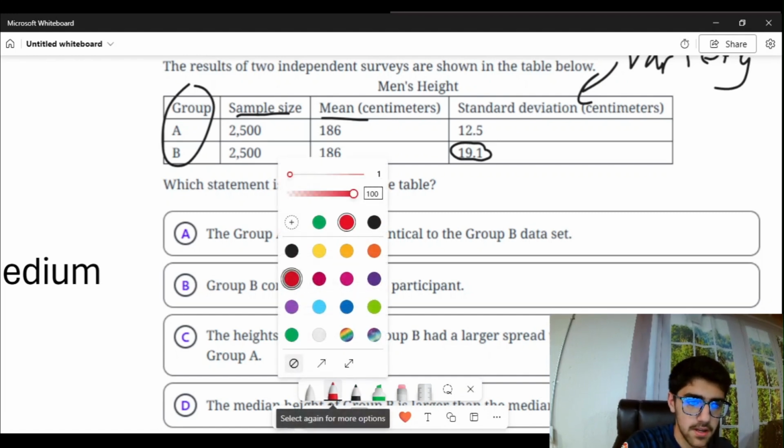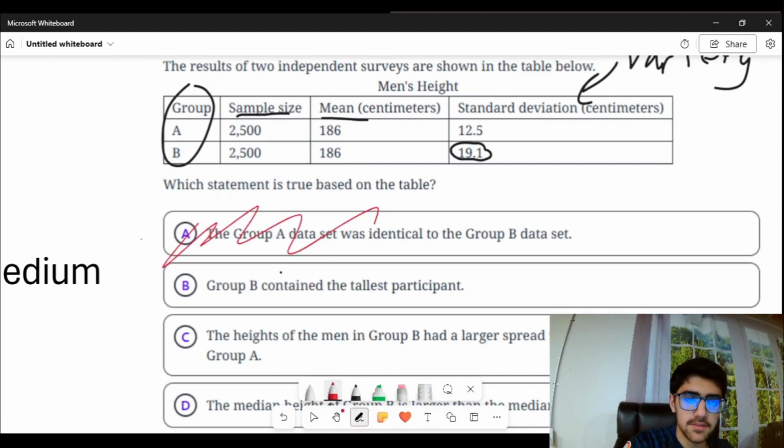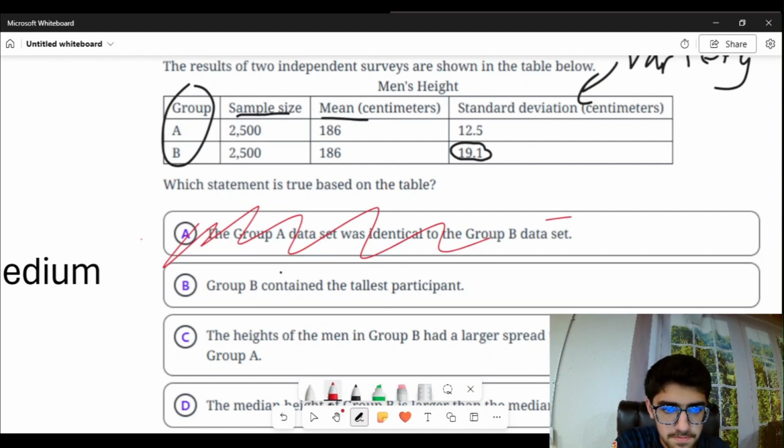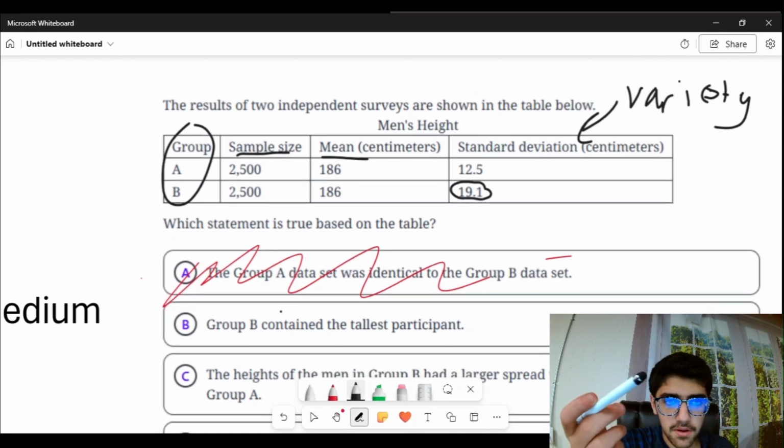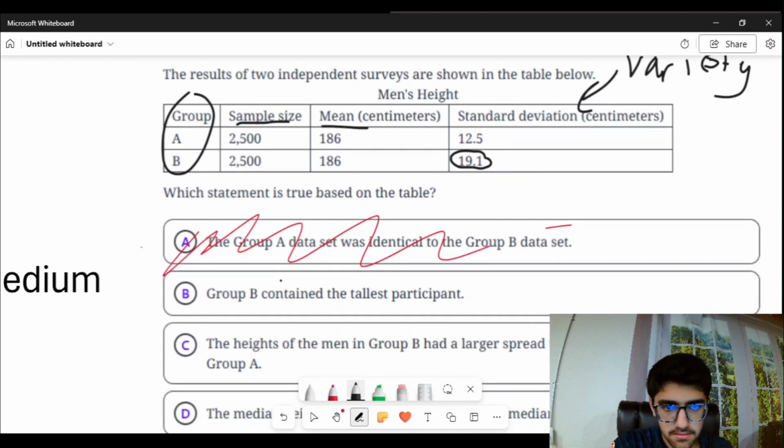Letter A is wrong. Then this one tells us that group B contained the tallest participant. They're basing that off of the standard deviation. You're seeing how the standard deviation is higher. So you could assume that, but maybe A had an outlier, but everything else was close together. So you can't technically assume that.